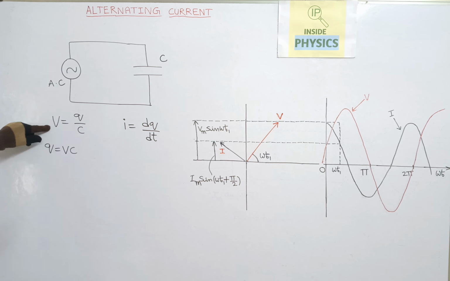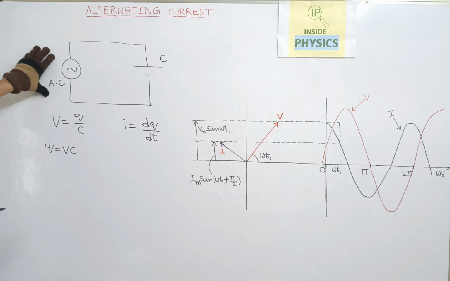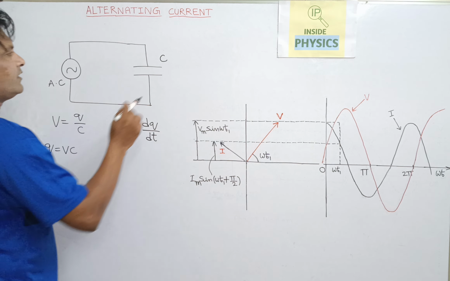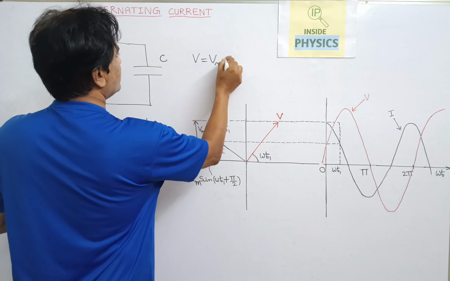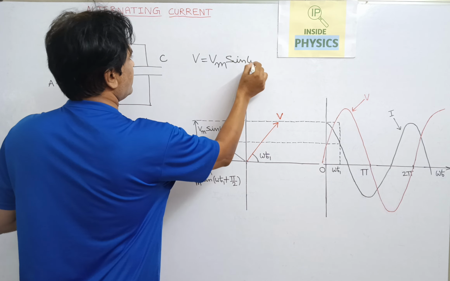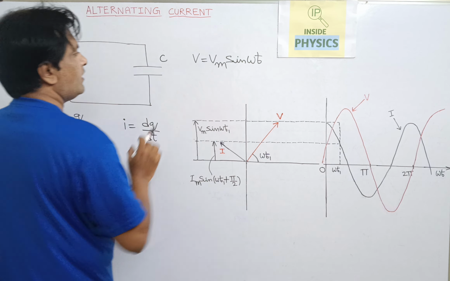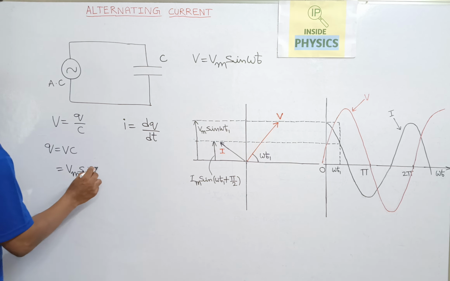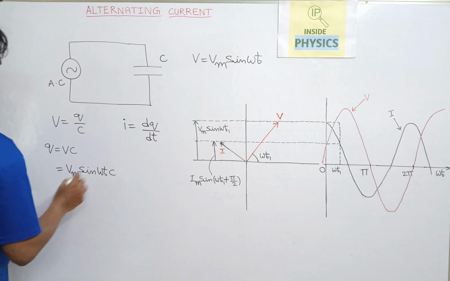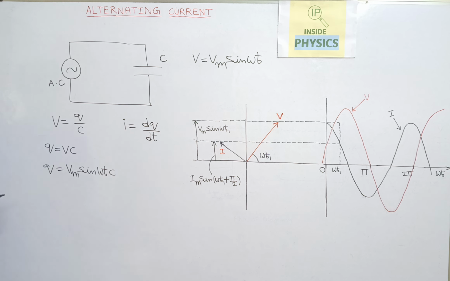We all know the instantaneous voltage supplied to this circuit is equal to Vm sin omega t, where Vm is the maximum amplitude of the voltage. We have discussed all these things in our previous sessions. Here I'll write Vm sin omega t times C, which is equal to Q.